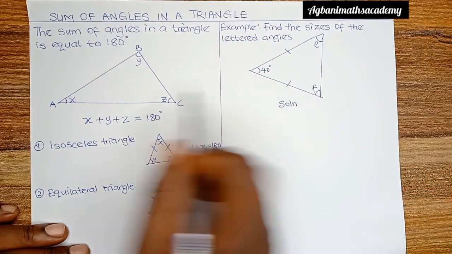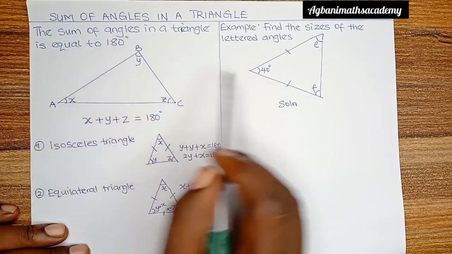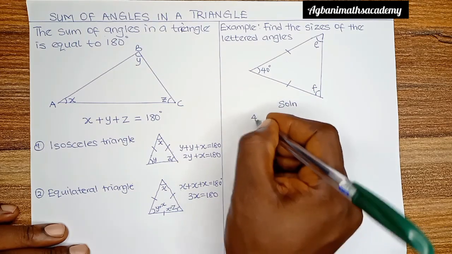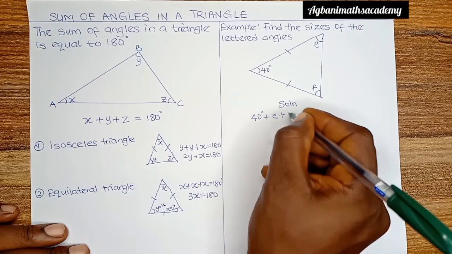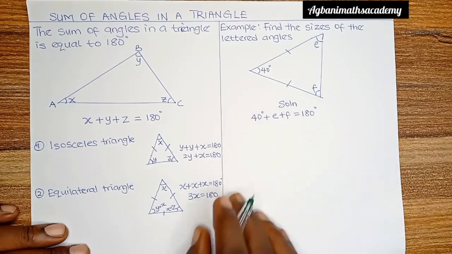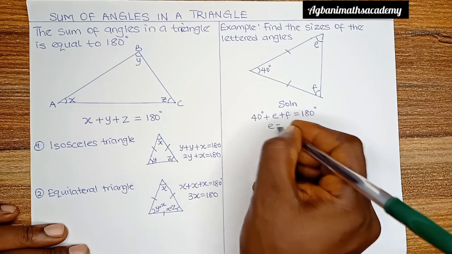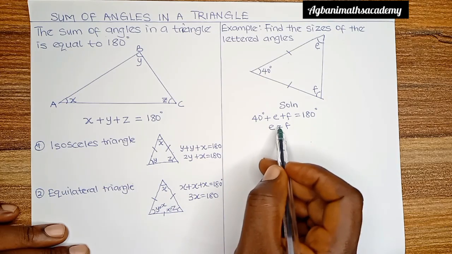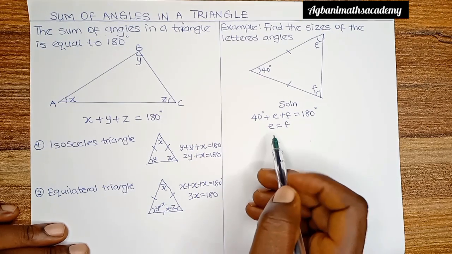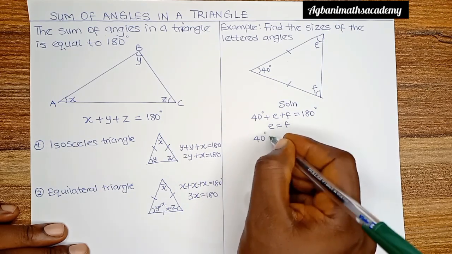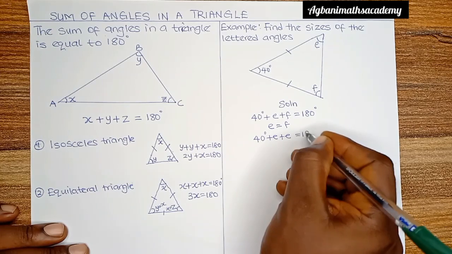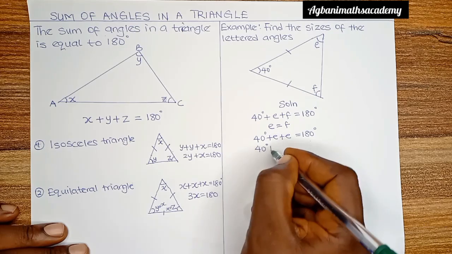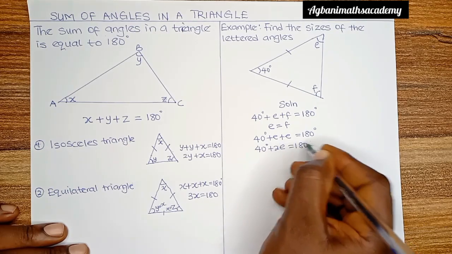So we have, using sum of angles in a triangle is equal to 180, this means that 40 degrees plus E plus F is equal to 180 degrees. However, E is equal to F, right? Okay, so if E is equal to F, we can simply replace F with E since they are equal. So we can have 40 degrees plus E plus E is equal to 180 degrees. E plus E is going to give us 2E. So 40 degrees plus 2E is equal to 180 degrees.